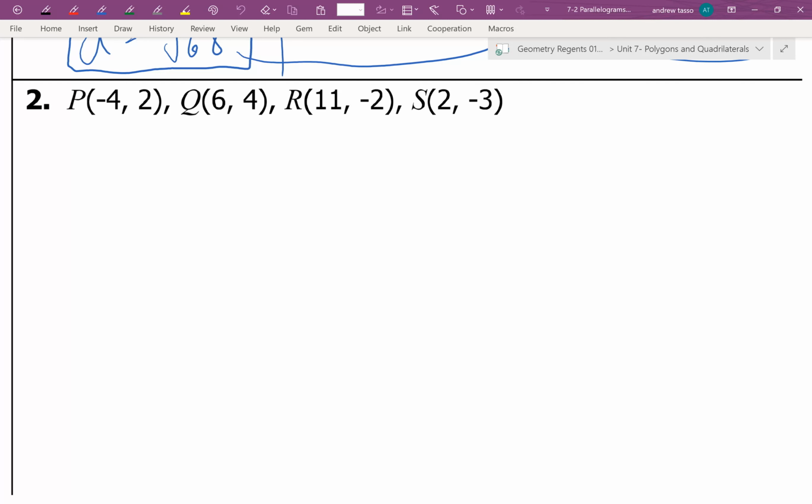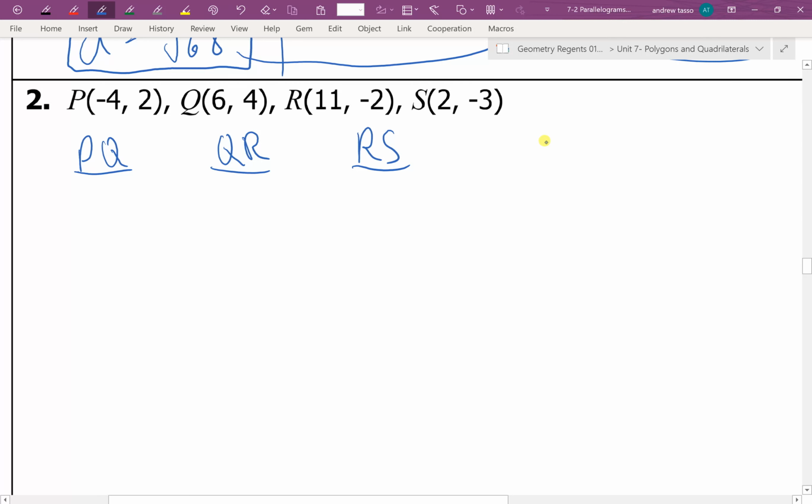Okay, so in this next problem, we're going to be using, again, the distance formula to determine whether PQRS is actually a parallelogram. So the first thing we do is find the distance between points P and Q, and we find the distance between points Q and R, and then between points R and S, and then lastly points P and S.